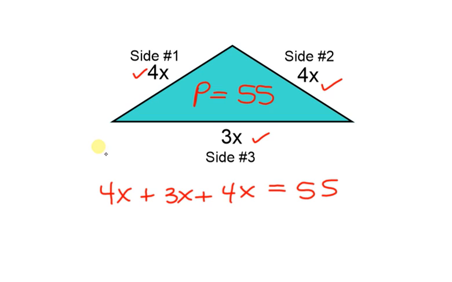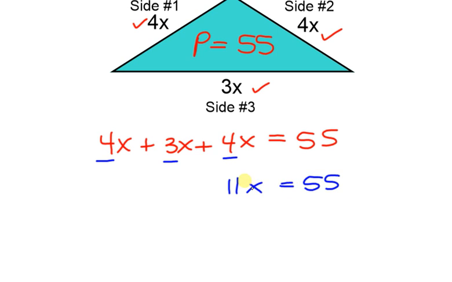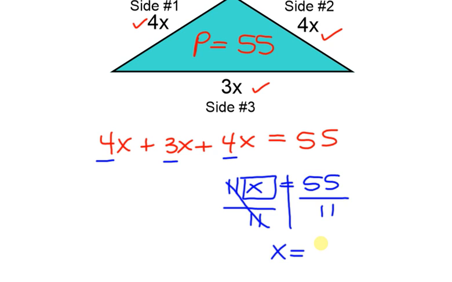Now I'm going to combine like terms. I have an x with no exponent, an x with no exponent, and an x with no exponent. So 4 plus 3 plus 4, and that's going to give us 11x equals 55. And this should look like a one-step equation. Put a box around the variable, divide by 11. Whatever you do to the left, you need to do to the right. The 11s cancel out, and you're left with x equals 5.